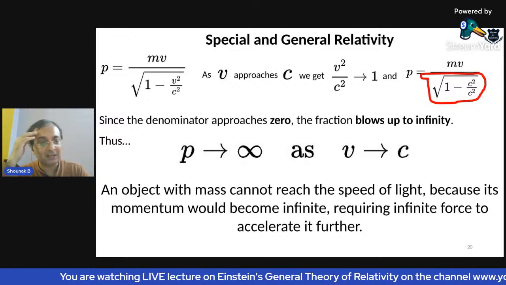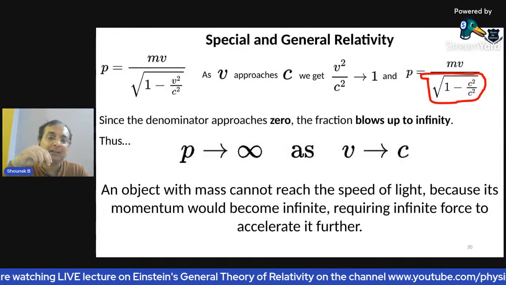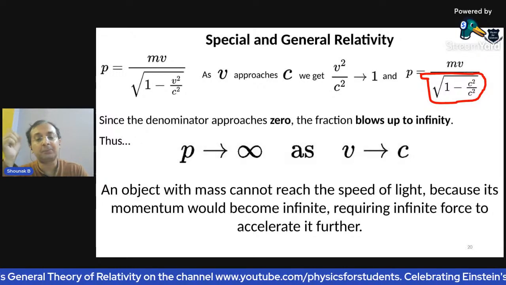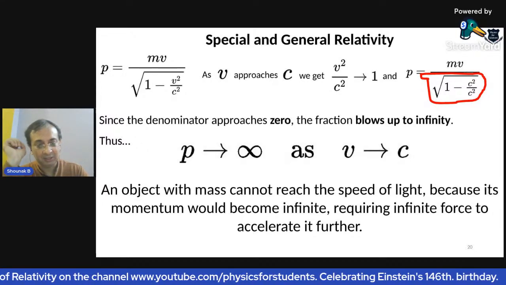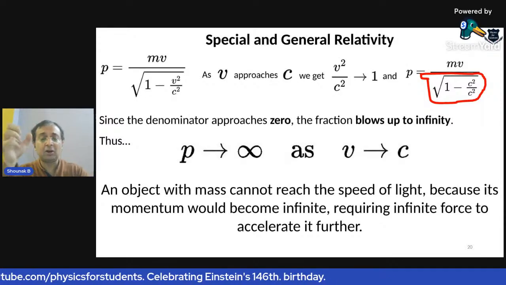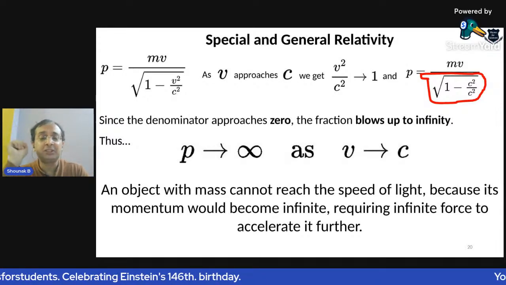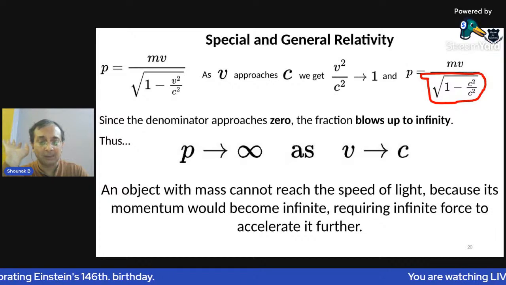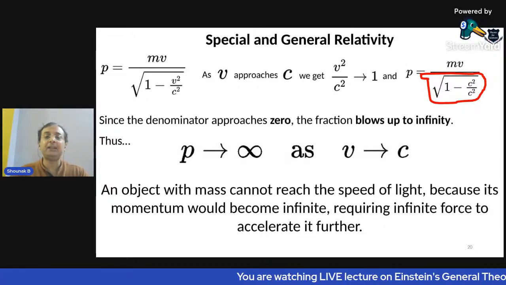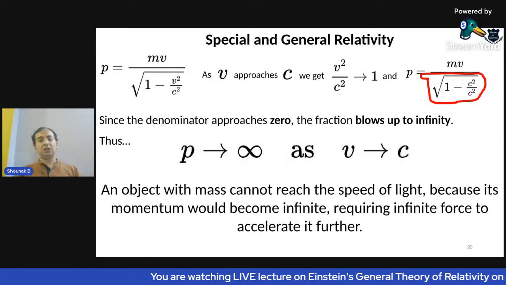So Meet, you got the answer to your question. As momentum approaches infinity, the velocity of a body approaches close to the speed of light. So we can say an object with mass, any mass, cannot reach the speed of light, because the entire equation blows up and the momentum would become infinite, requiring infinite force to accelerate.